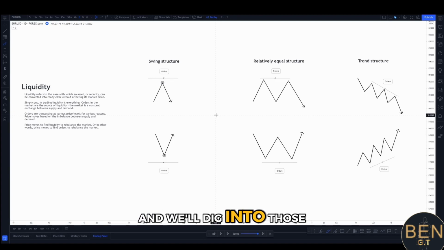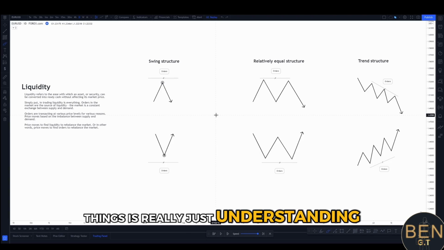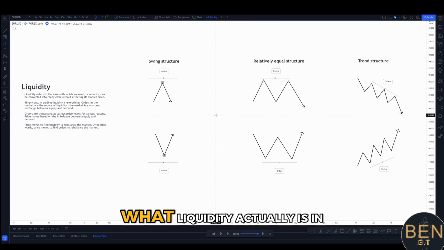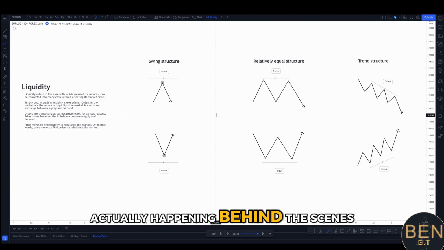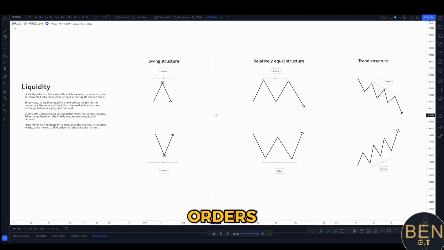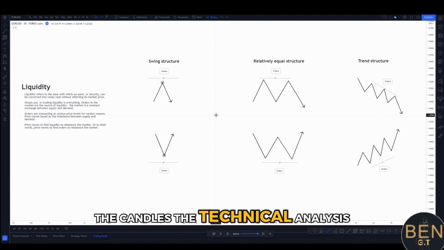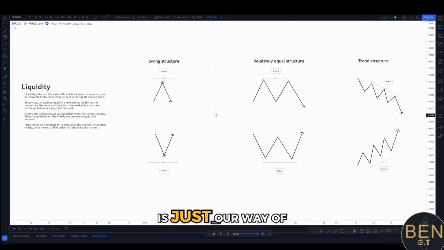And we'll dig into those components in the next section when we dive into internal versus external liquidity. But one of the biggest things is really just understanding from a conceptual standpoint what liquidity actually is in the markets, what it represents, and what's actually happening behind the scenes. Because again, price is only moving up and down to facilitate orders. That is all that's happening on a chart every single day. The candles, the technical analysis, everything that we do as traders is just our way of using tools and understanding to make sense of what's happening behind the scenes.